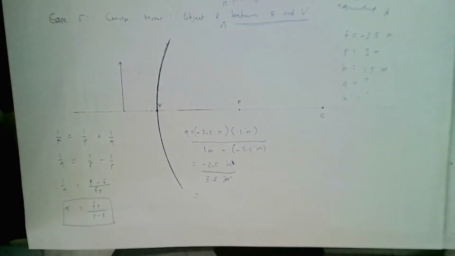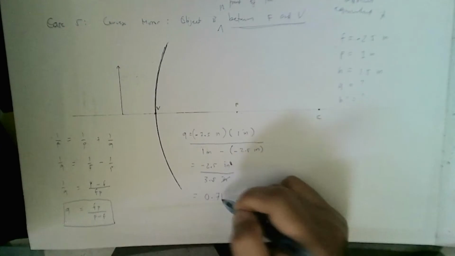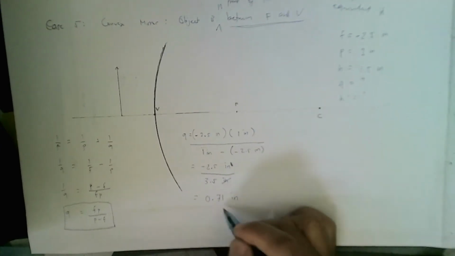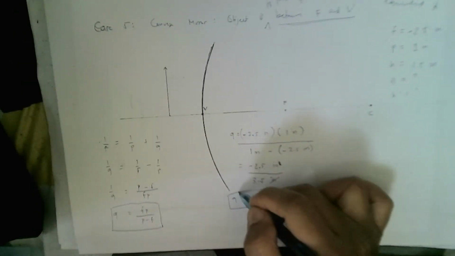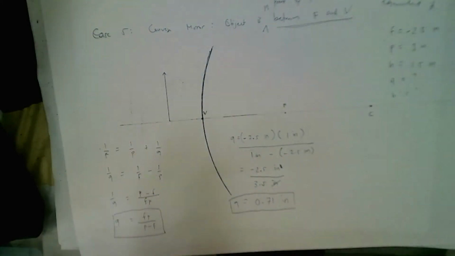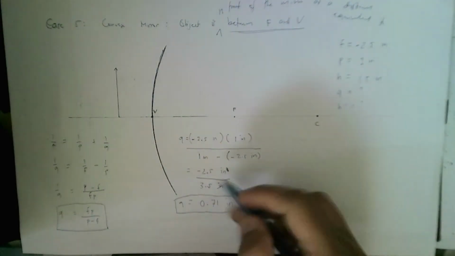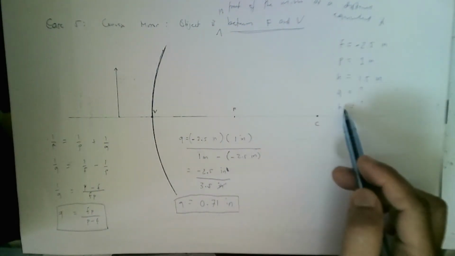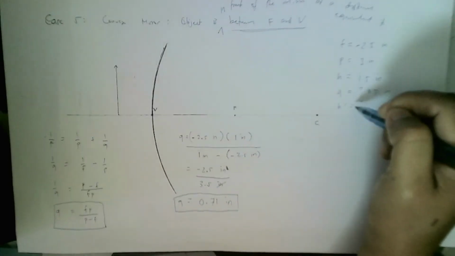And then now all we have is 2.5 divided by 3.5, which is something like 0.71 inch. So let's just round it off to two decimal places so that it's easier. So 0.71 inches. Okay? And then from the Q, we can solve for the H prime, because we have already solved this, which is 0.71 inches. And now we can solve for the H prime.